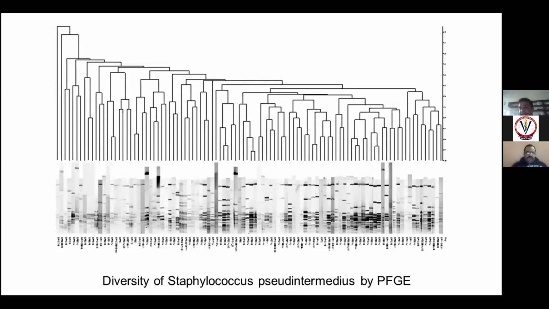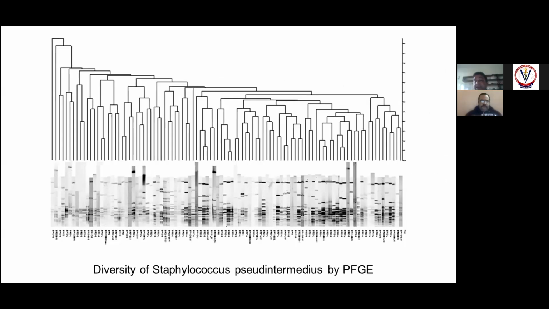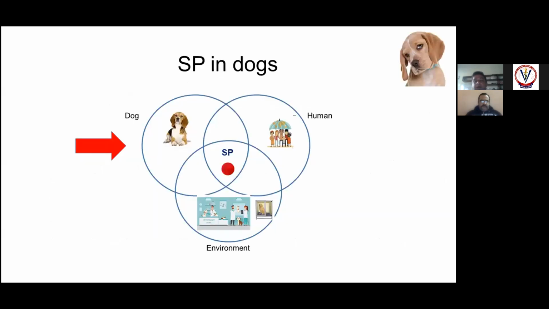If you look at the same species, here is the diagram from pulse field gel electrophoresis. That is my take home message here, the diversity, because even in the same species you could see really big differences in Staphylococcus. This diversity is a key factor in Staphylococcus. So I'm going to talk about Staphylococcus a little bit in dog.